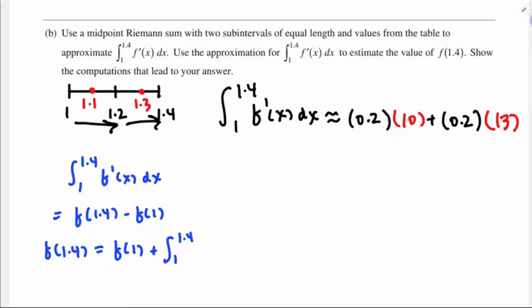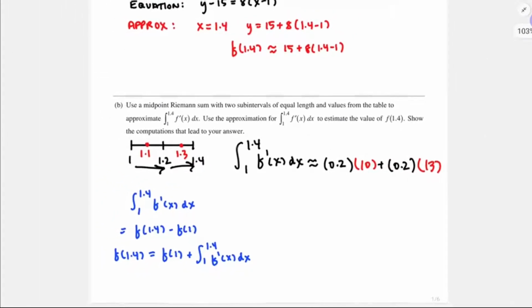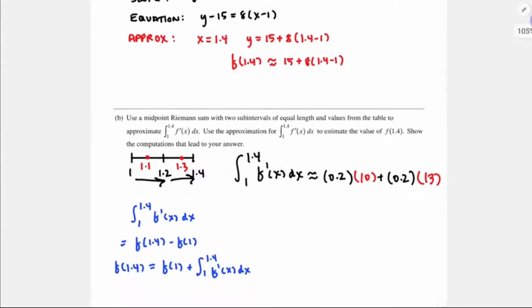That's f of b equals f of a plus the integral from a to b of f prime. That's a formula we've used a lot in this class. Okay, and we've got an approximation for this integral right here, and we know the value of f of 1. So I'm going to go back over there and say, okay, f of 1 was 15.